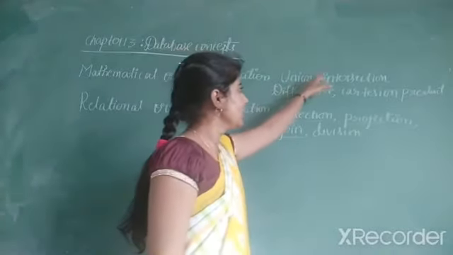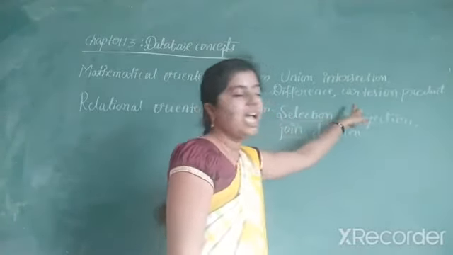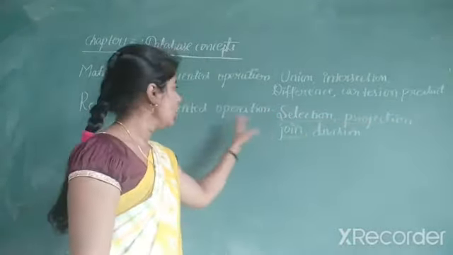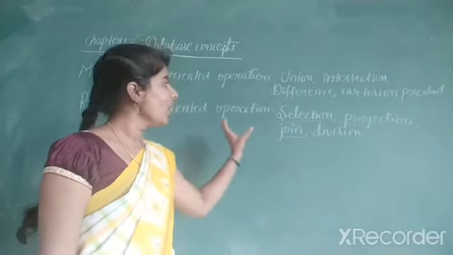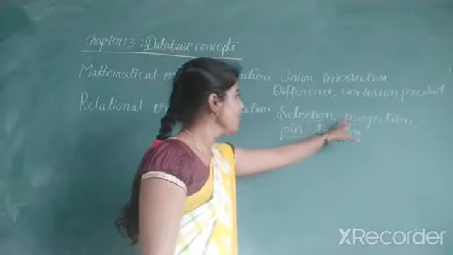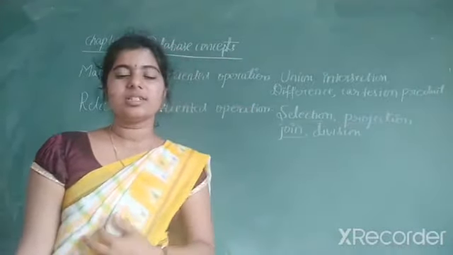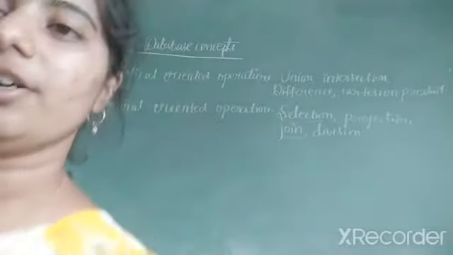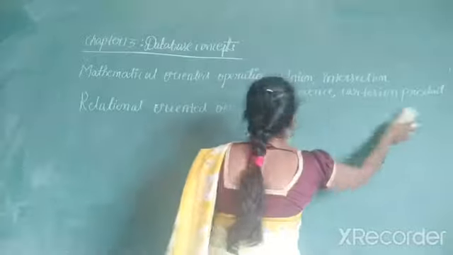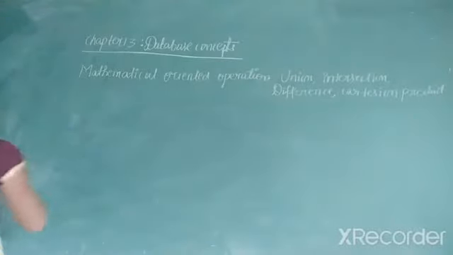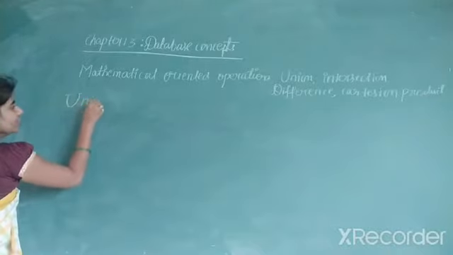Only union, intersection, difference and Cartesian product we will discuss. Along with that, in case of relational oriented operations, we are going to discuss selection, projection and join operations. So let us discuss the mathematical oriented operations. In this, the first one, let us discuss union operation.